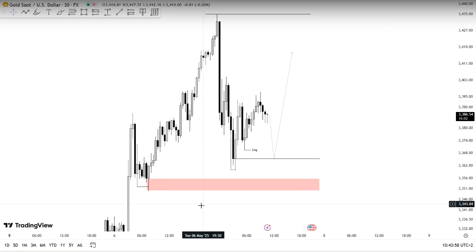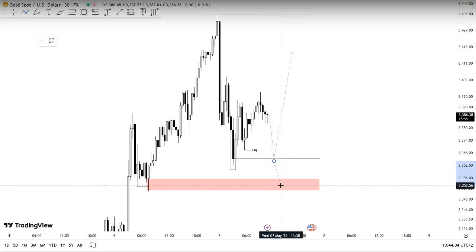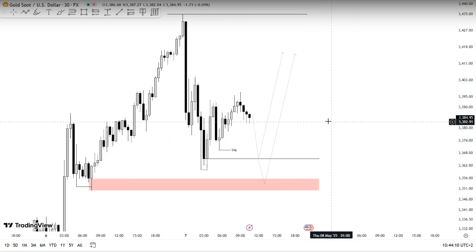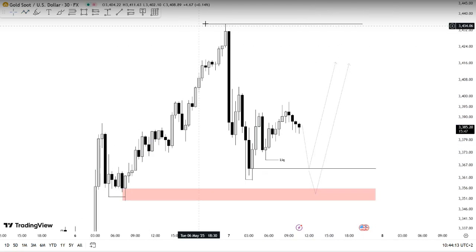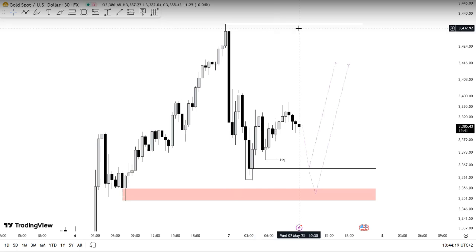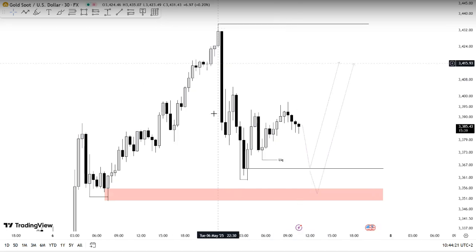So I think I might have two biases on gold right now, something like this. But the idea for targets would be here, right? Targets would be there.